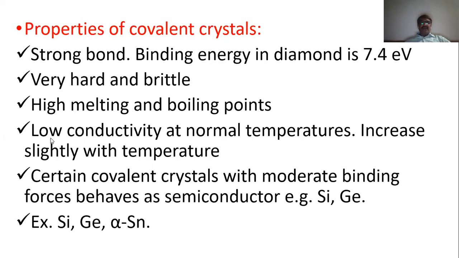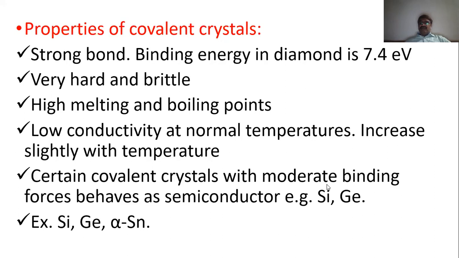Another property is that since the bonds are very strong, electrons will not be available for the conduction of current, and therefore the covalent crystal has low conductivity, especially at room temperature, and this conductivity increases very slightly with temperature. Different examples of covalent crystals other than carbon are silicon, germanium, alpha tin, etc.